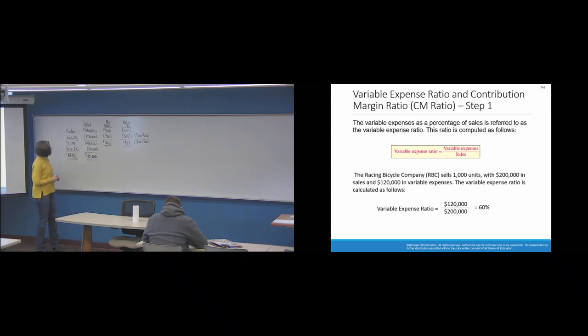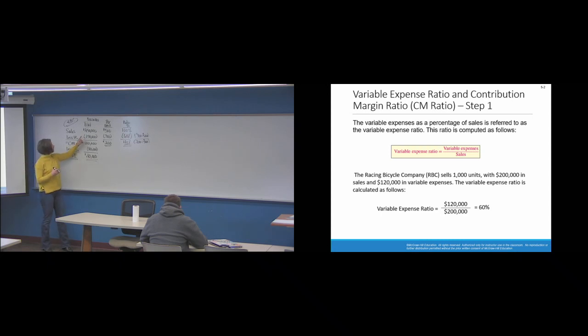If we understand, and I believe it was 500 bikes, and this was the racing bicycle company, RBC, if you recall, they sold 500 bikes at $500 apiece. That's where we get total sales of $250,000. And I could back into that per unit price as well. I could take 250,000 divided by 500 and get 500, right? As long as I have two variables, I can figure out the third, right?